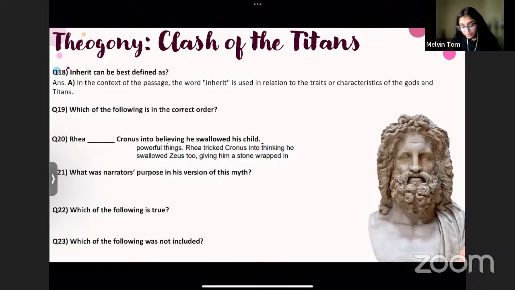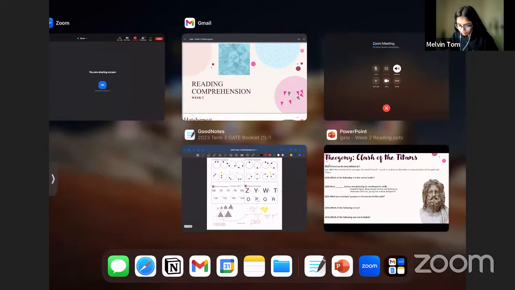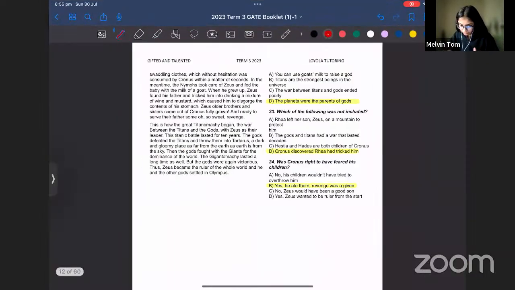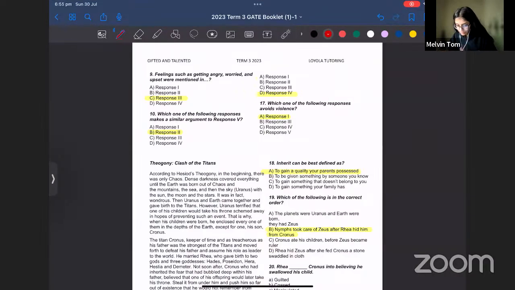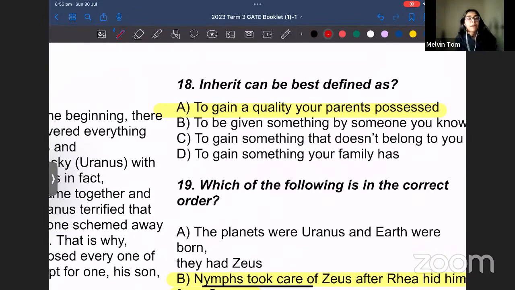Question 18 is A. In the context of the passage, which is the Theogony, Clash of Titans, they're using the word inherit in relation to the traits that have been passed down from the gods to the titans. Make sense? So option D, which I think was inherit something. Let me see what was option D. Yeah, option D, to gain something your family has.